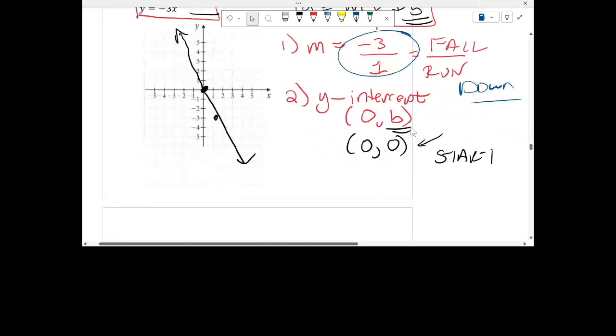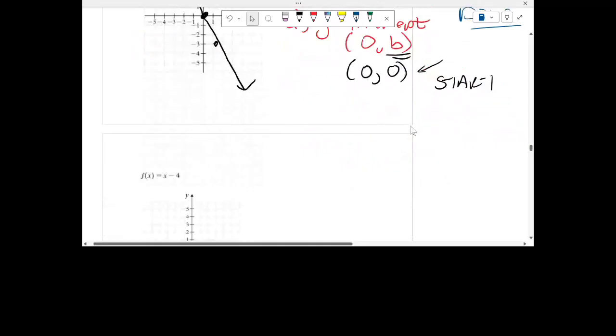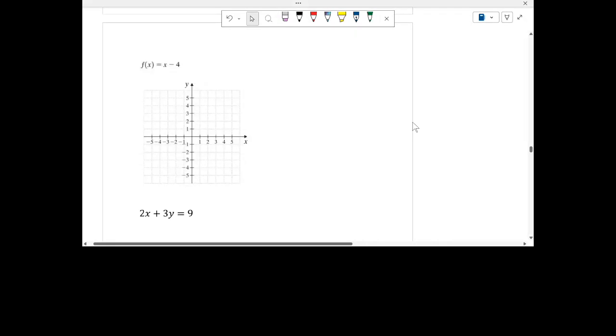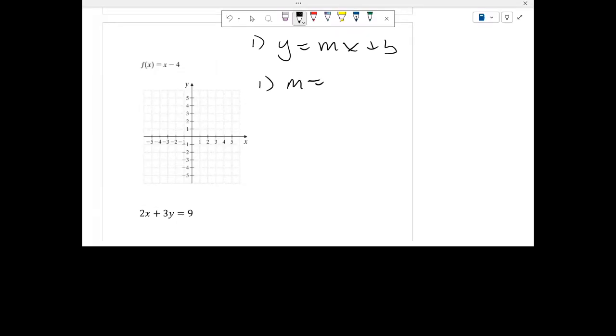All right, guys, I'm going to scroll down a little further. And we got a couple more to go. And we're going to do the same thing here, y'all. So look, step number 1, I'm going to write out y equals mx plus b. And I guess my first step really is to find my m. M is the number in front of the x.